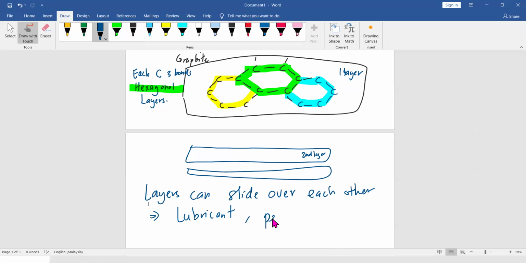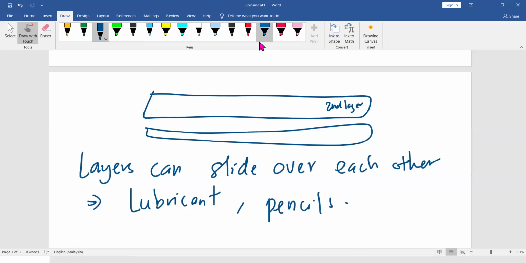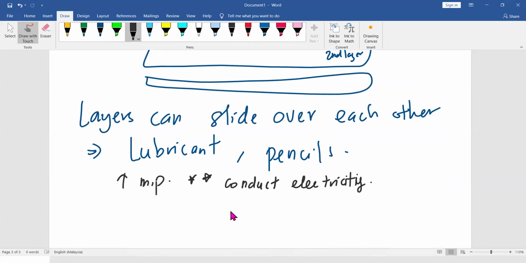So it's a lubricant. It can be used as pencils to write. Now, does it still have high melting point and high boiling point? Yes, of course. It's still a giant covalent structure. It's still giant, so it still has high melting point, high boiling point. But there's one special thing. Because only three bonds are made, it can conduct electricity. So graphite is the only non-metal that can conduct electricity.